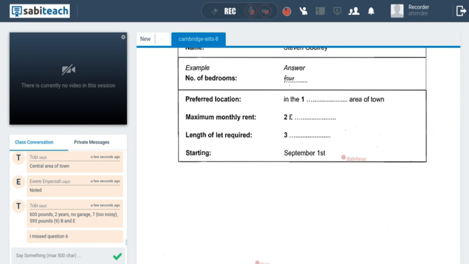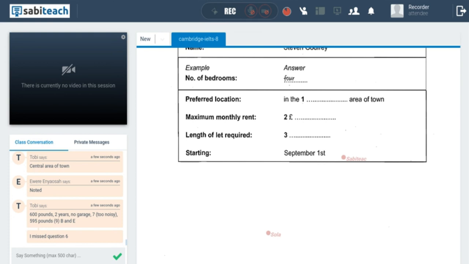You will see that there is an example that has been done for you. To share the house with 3 friends. The number of bedrooms needed is 4, so 4 has been written in the space. Now we shall begin. You should answer the questions as you listen, because you will not hear the recording a second time. Listen carefully and answer questions 1 to 8.